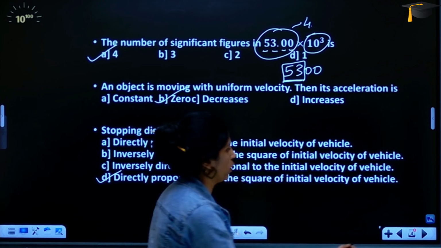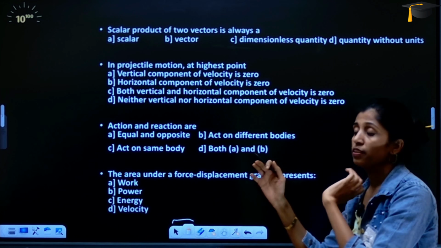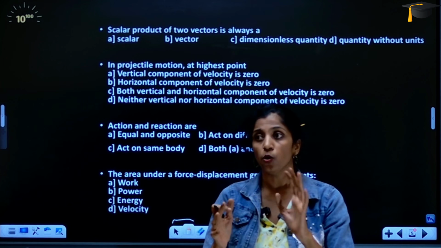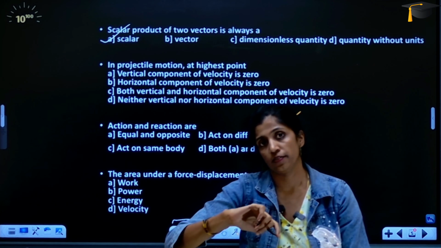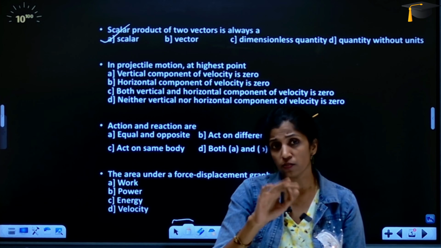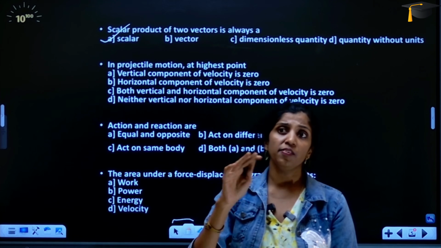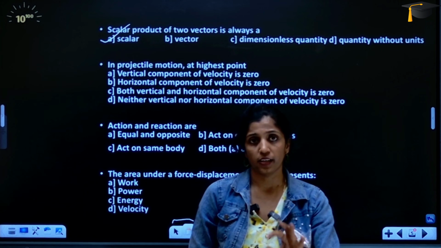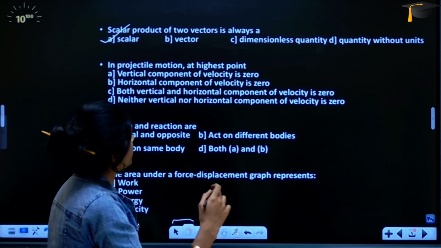Please remember this point. Moving to the next, scalar product of two vectors. If it is a scalar product, then the product of both vectors will always be a scalar, students. Please remember this. If it is a product of scalar and vector, then the resultant will be a vector. If it is a product of vector and vector, then the resultant can be either scalar or vector. Please remember this.